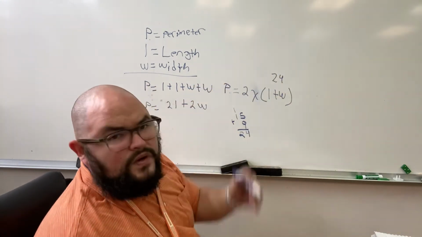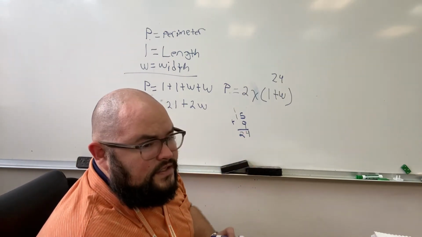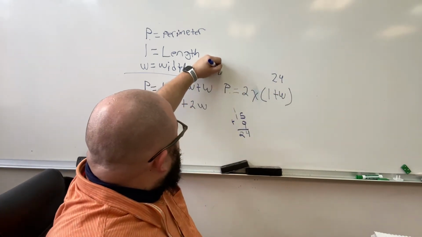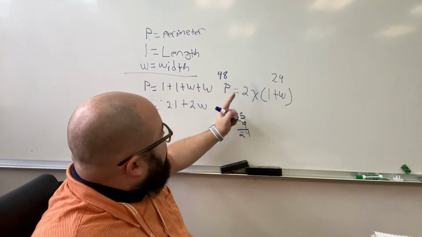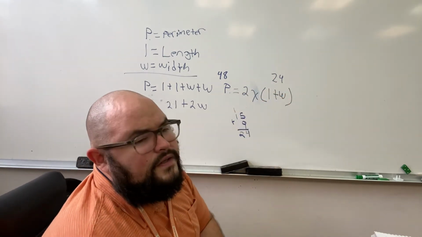And then 2 times 24, Mr. P, that's a big number. Well, we already know it. It's easier to go with 2 times 24 is 48. So our perimeter is 48. 48 equals 2 times 24. That's what we're doing. I know it's a little confusing.